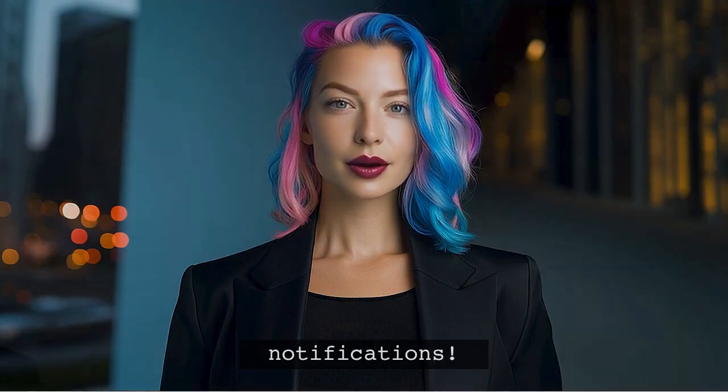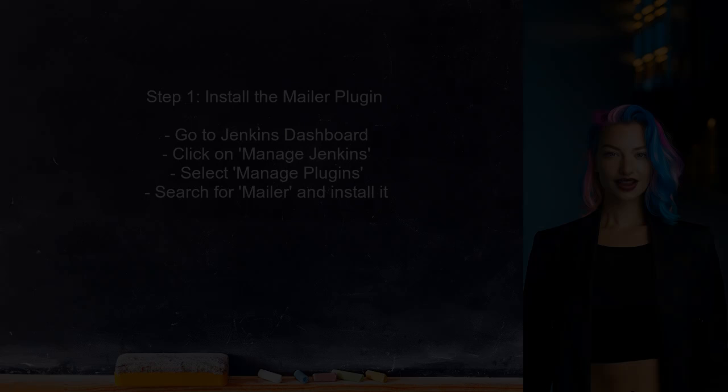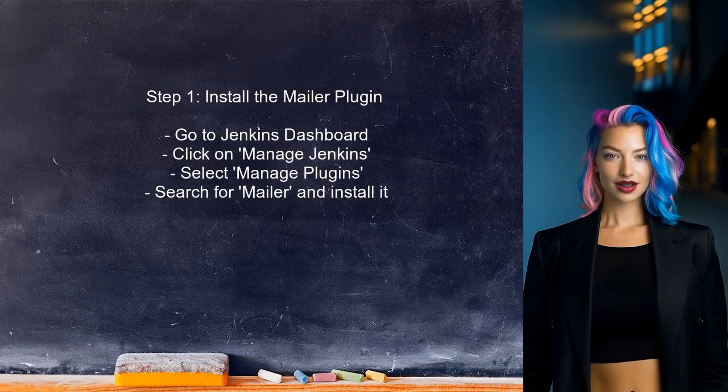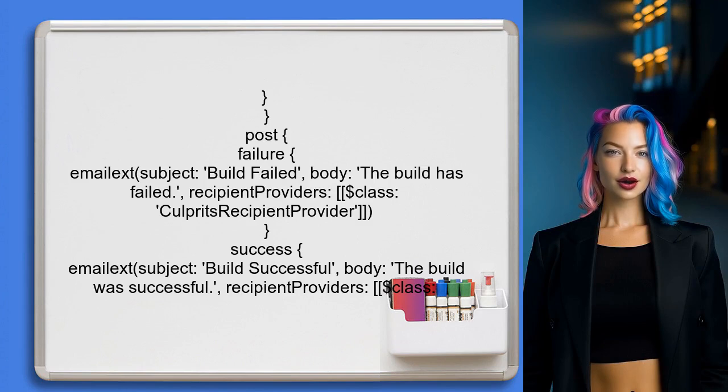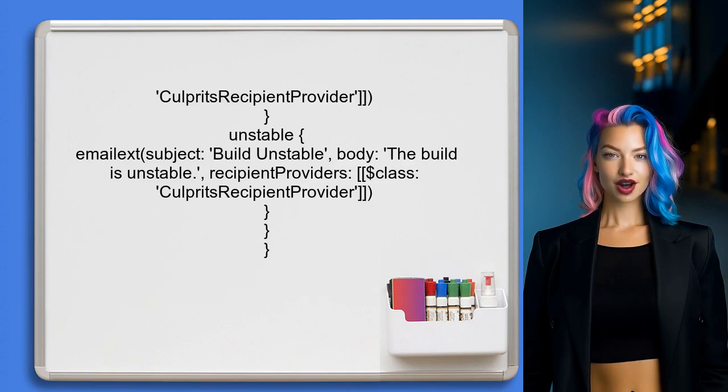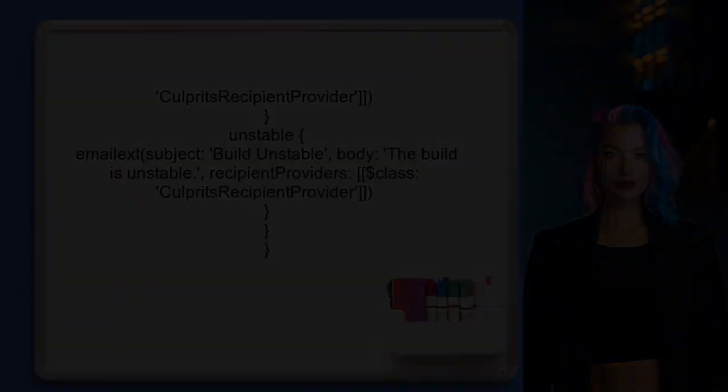To achieve the desired email notification behavior in a Jenkins declarative pipeline, the user should start by adding the Mailer plugin to their Jenkins instance. This plugin is essential for sending email notifications. Next, the user needs to configure the email notifications in their pipeline script. This involves using the emailext step to customize the email notifications based on the build status.